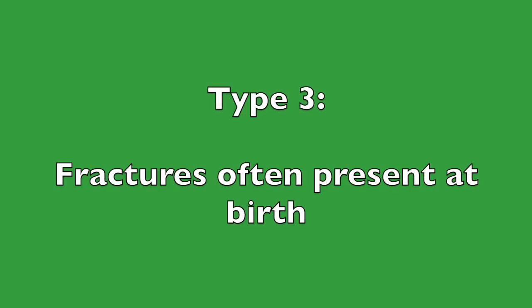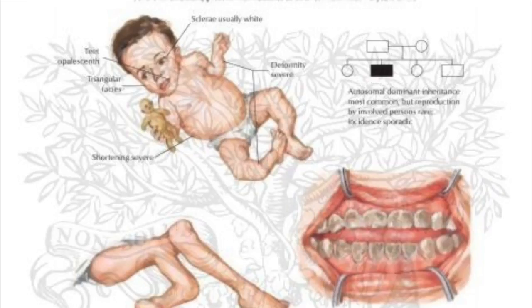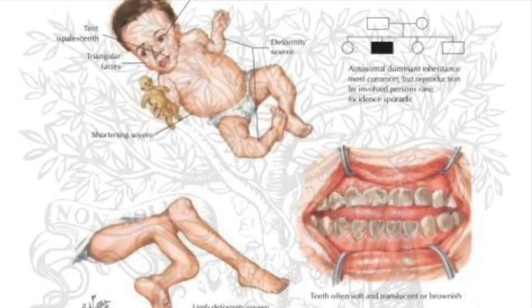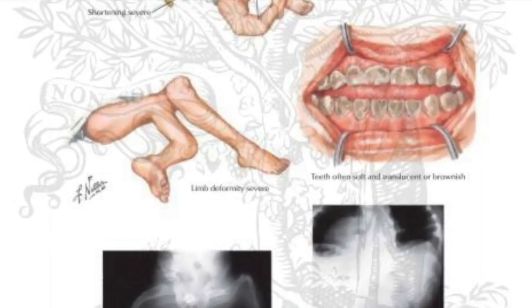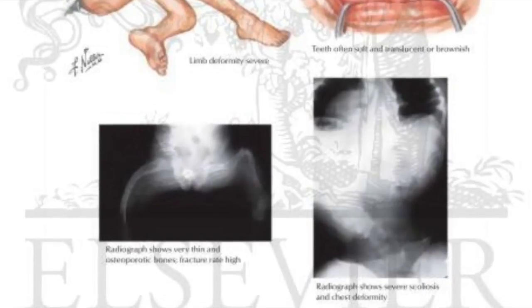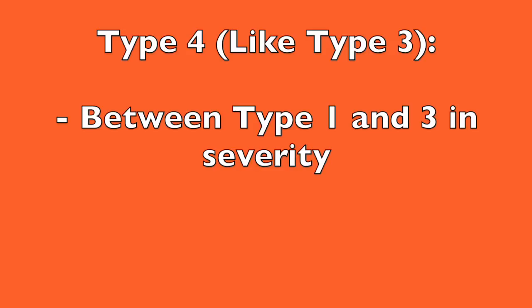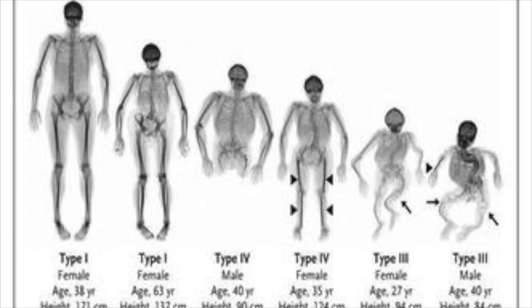Type 3 consists of fractures often present at birth. They have a short stature, and the sclera has a blue, purple, or gray tint. Type 4 is similar to Type 3 with only slight differences. It's in between Type 1 and Type 3 in severity. Fractures usually occur before puberty, but the sclera remains white.